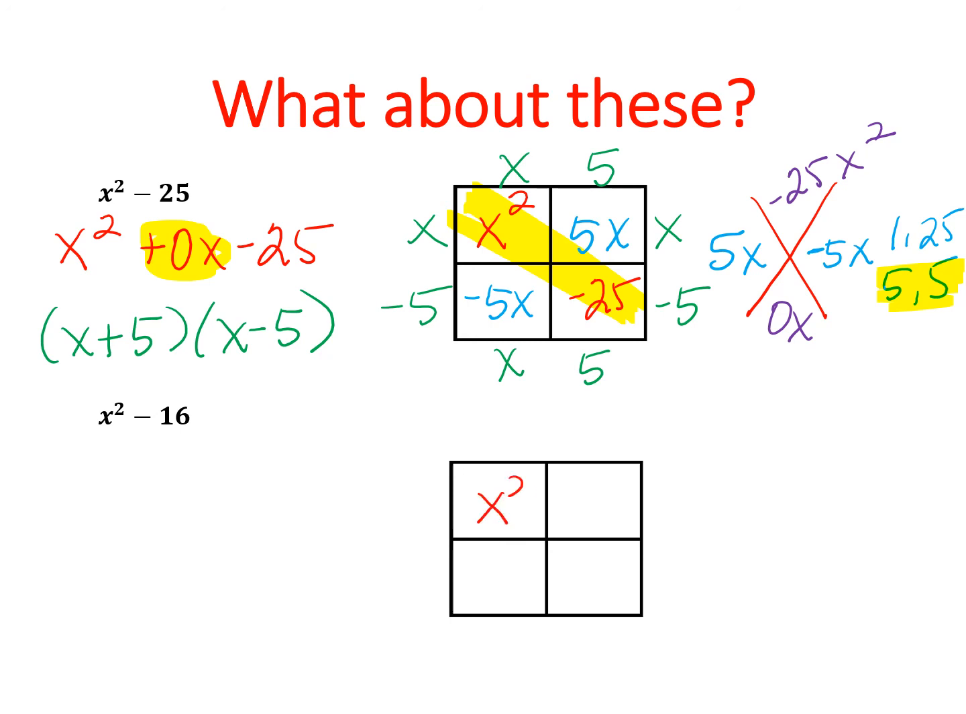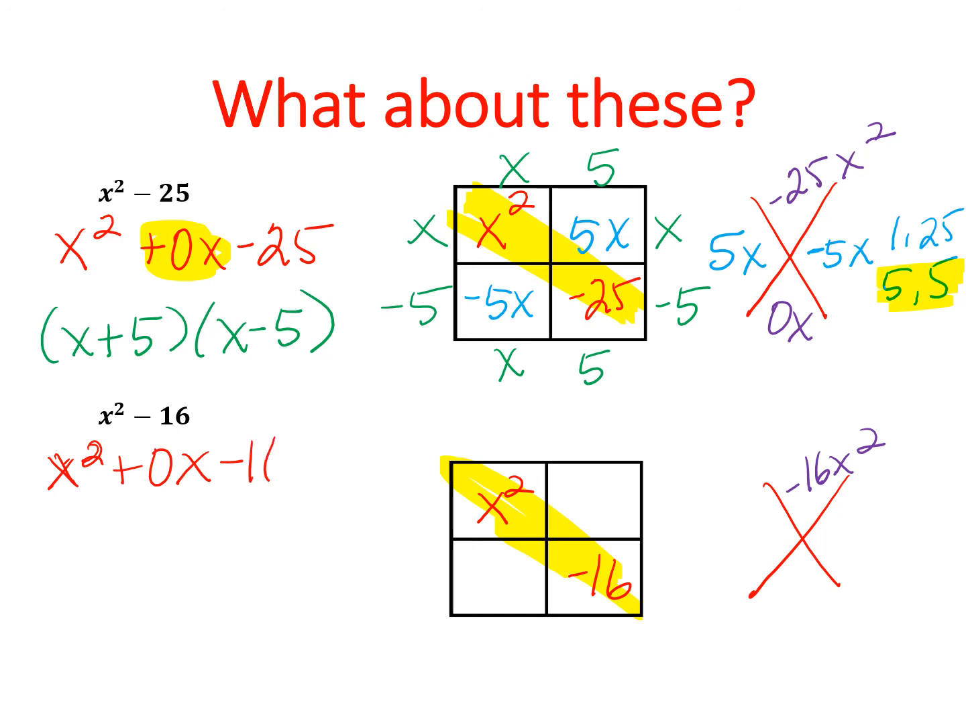So we've got our x squared, our negative 16. We fill in. We want to see what will multiply to give me negative 16x squared. And what will add up, I forgot to write this out this time, but remember there's no middle term, so we can rewrite this as x squared plus 0x minus 16. So we're going to fill in our 0x.